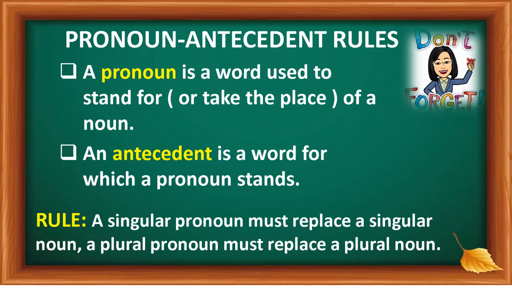First, let's define pronoun and antecedent. When we say pronoun, it is a word used to stand for or take the place of a noun. While when we say antecedent, it is a word for which a pronoun stands. So this is the general rule. A singular pronoun must replace a singular noun. A plural pronoun must replace a plural noun.